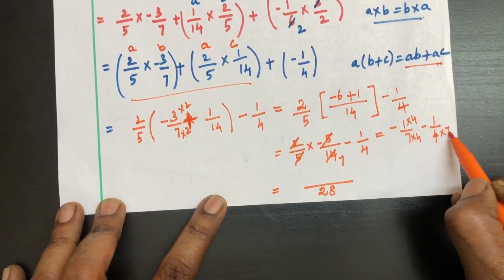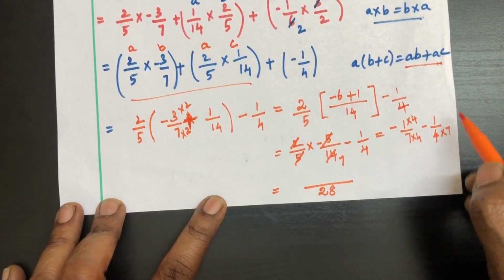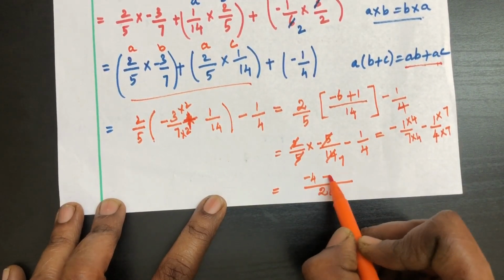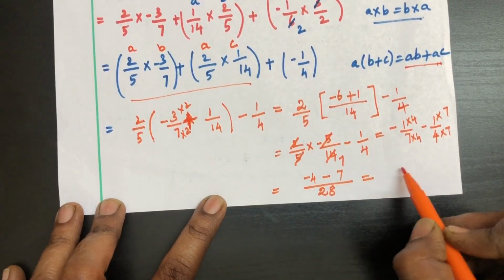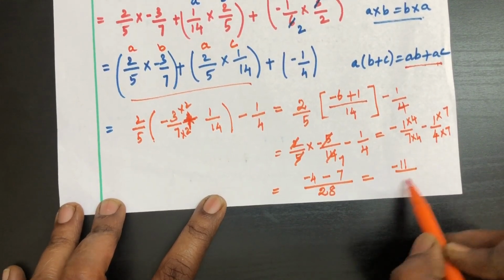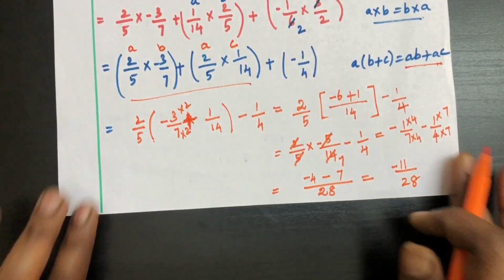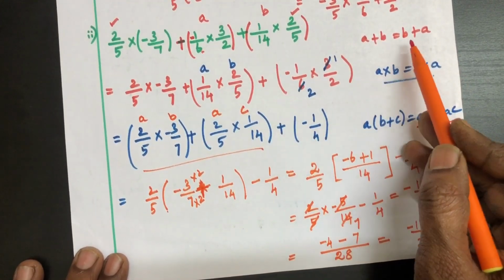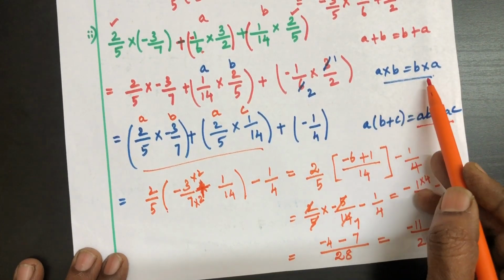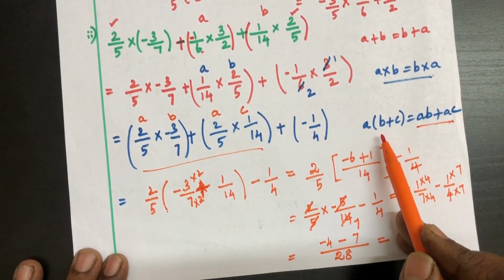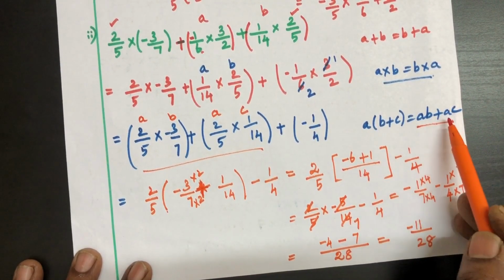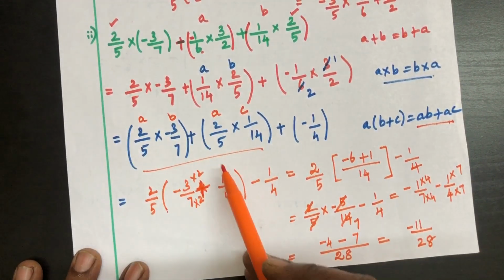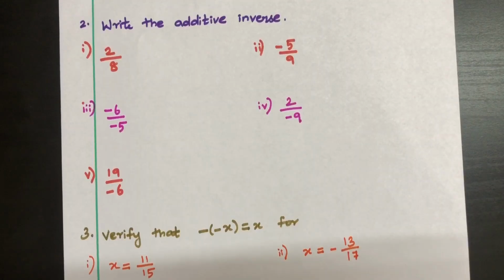Here multiply it with the 7. Then only this denominator becomes 28. So minus 4 minus 7 in the numerator. This equals minus 11 by 28 is the answer for this question using properties. Commutative property of addition, commutative property of multiplication, distributivity property of multiplication over addition. These are all the properties we have used so far to simplify the numbers.